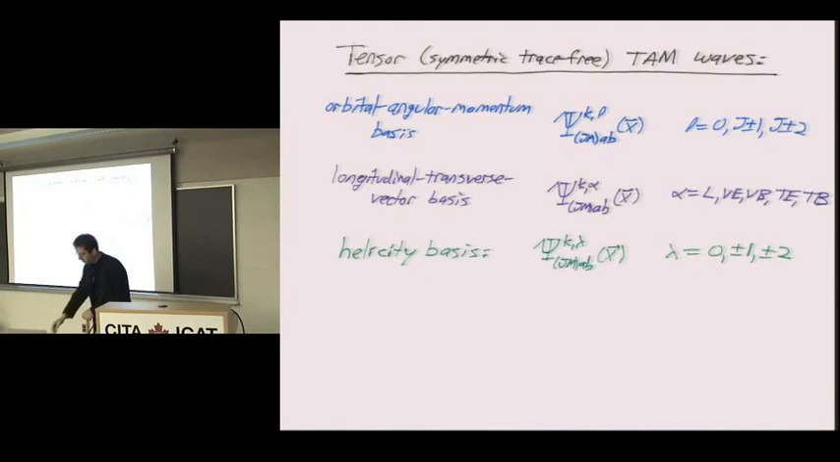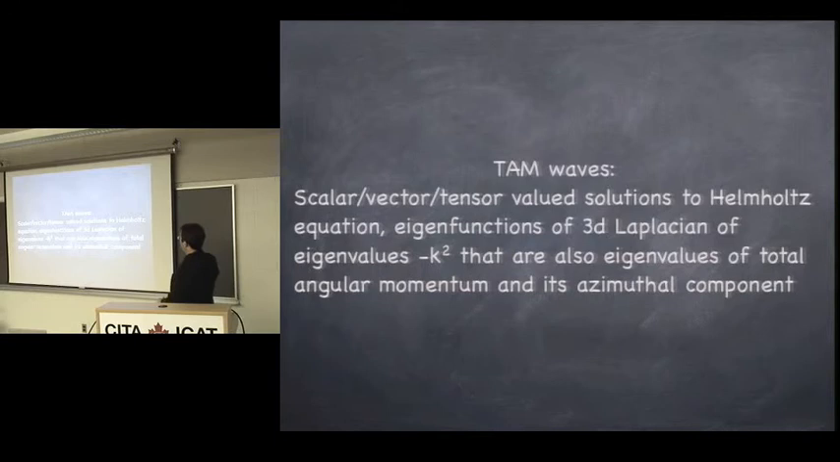So, this is a summary of what I've said. Total angular momentum waves are scalar, vector and tensor valued solutions to the Helmholtz equation, where eigenfunctions of the 3D Laplacian with eigenvalues minus k squared are also eigenfunctions of total angular momentum, in essence.